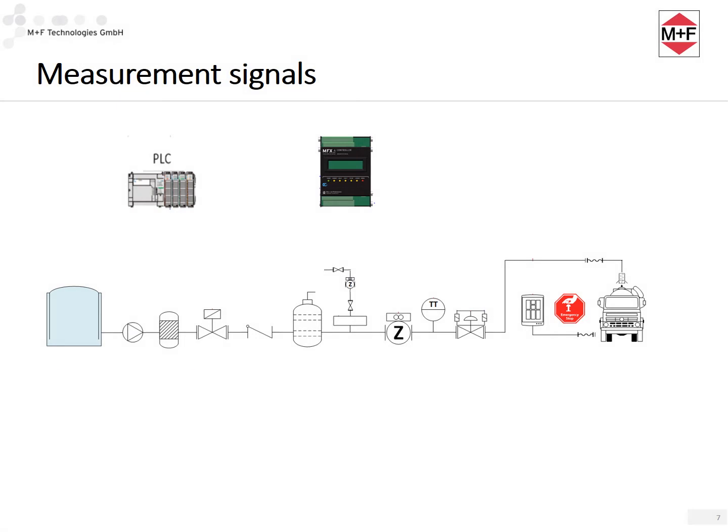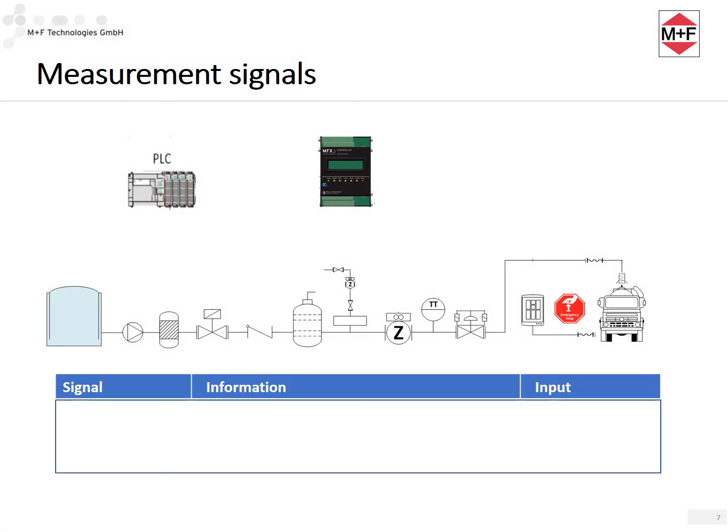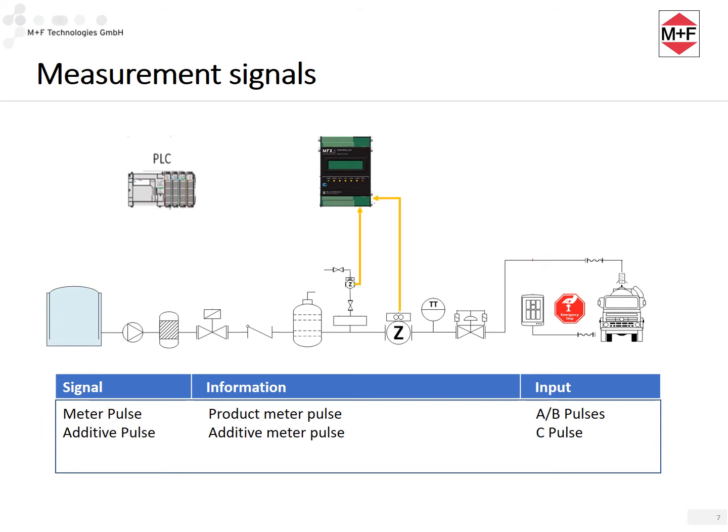The measurement signals are defined as follows. Actual product volume as pulses. Actual additive volume as pulses. Actual product temperature as PT100 measurement. For these measurements, corresponding connectors are set at the MFX4 controller.